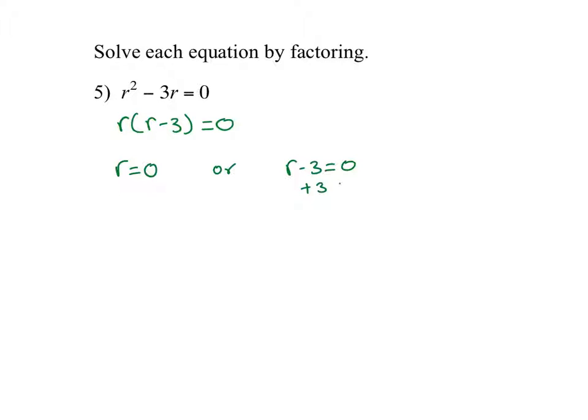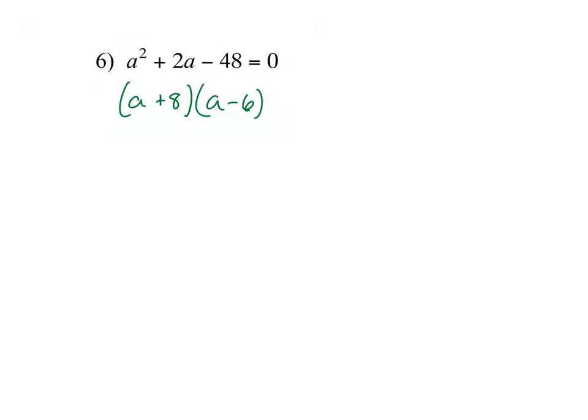So I'm going to add 3 on both sides. That means that r equals positive 3. So my solutions here are r equals 0 and r equals 3. So the next one, I'm going to start to see if I can factor. So I'm looking for two numbers that you can multiply and give you 48, and you subtract and give you 2. So that's a plus 8 times a minus 6 equals 0.